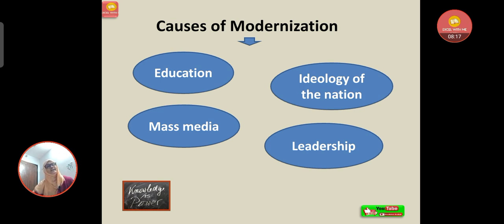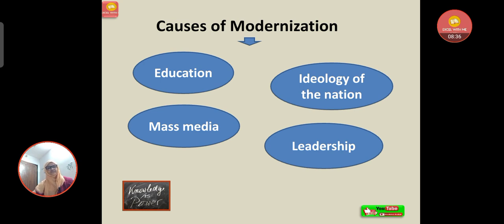Now the next one is ideology of the nation. That is, nationalism and democracy are much linked with modernization. Ideology of the nation also helps modernization. Obviously, we have come from so many rules here to democracy, we can see.